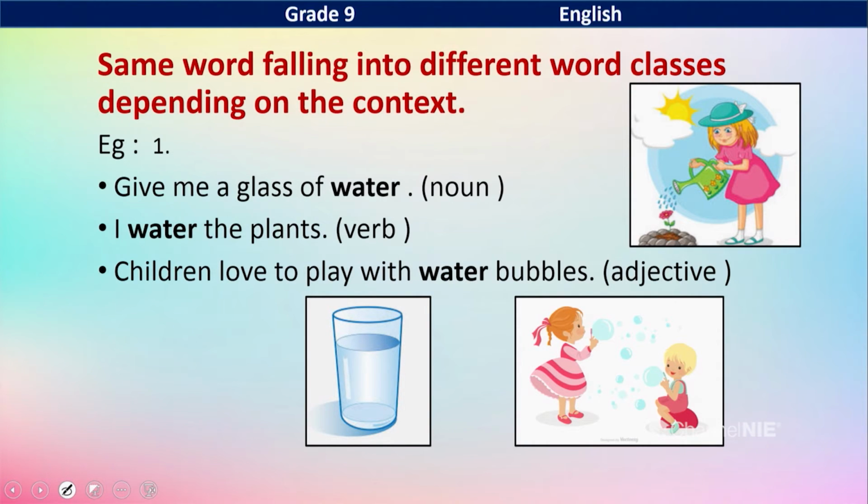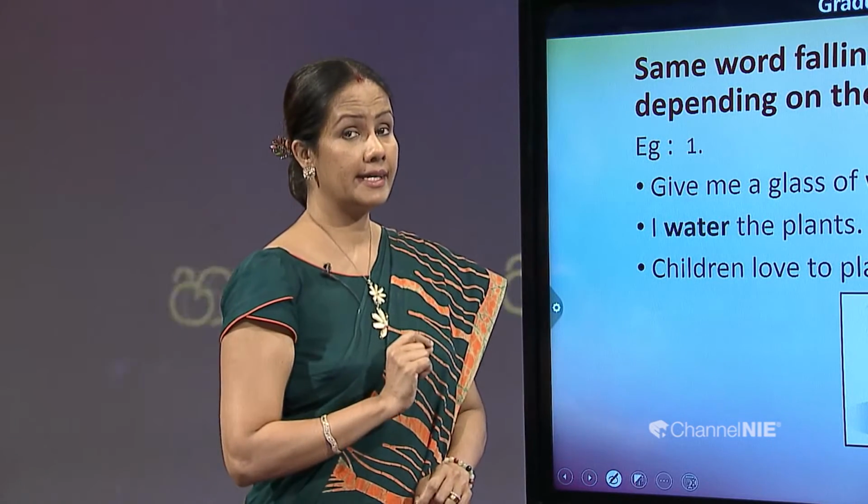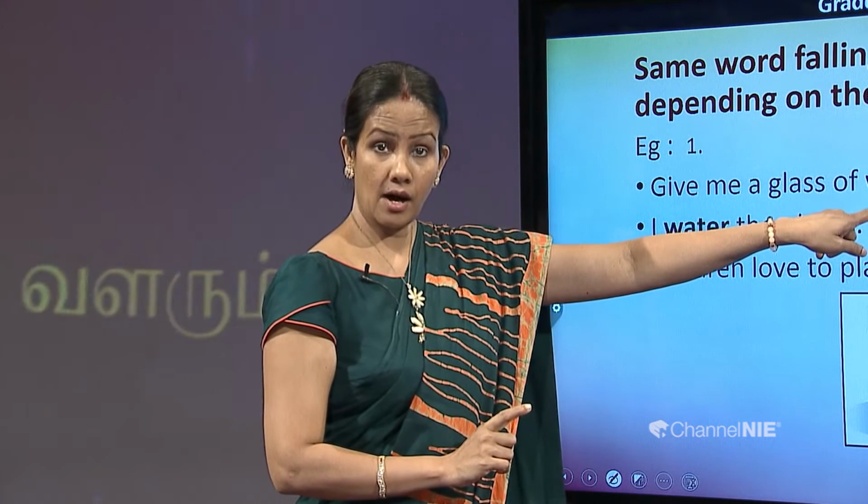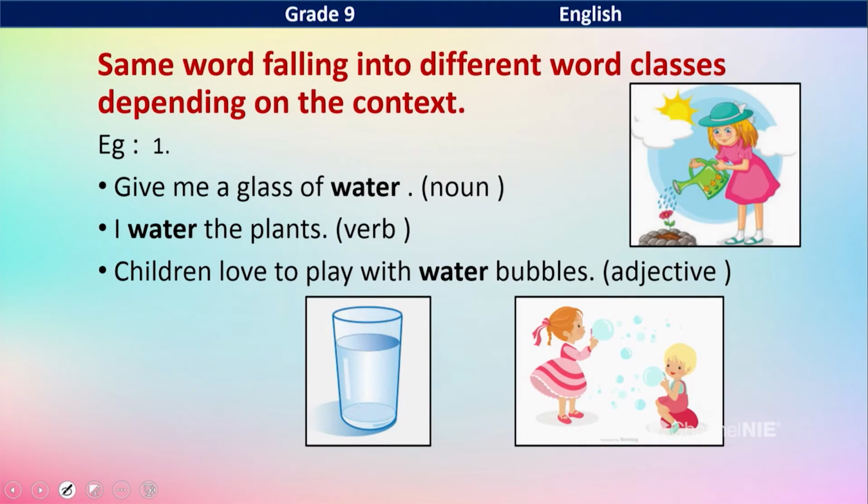Children love to play with water bubbles. Here, the bubbles are being described. The noun bubbles is being described with the word water. Here, water is acting as an adjective. So, children, I think you can clearly understand the word water is acting as a noun as well as a verb and also as an adjective. Miss, shall we move on to the next one? Okay.